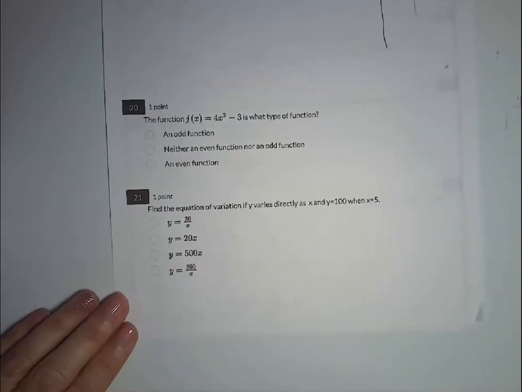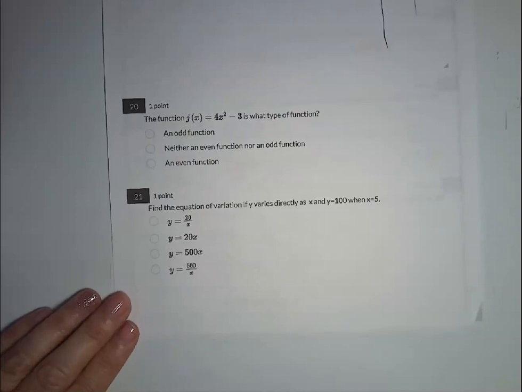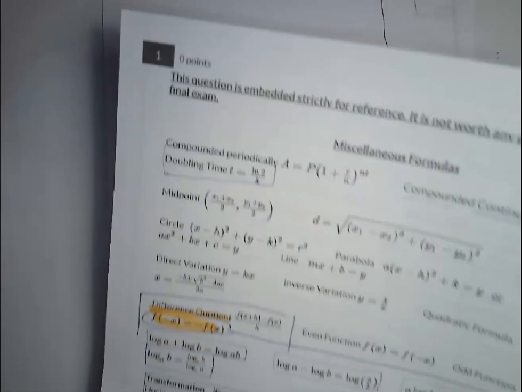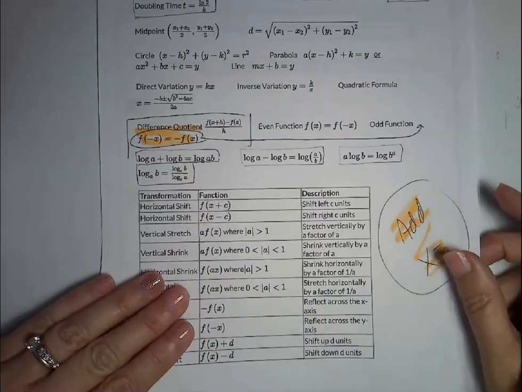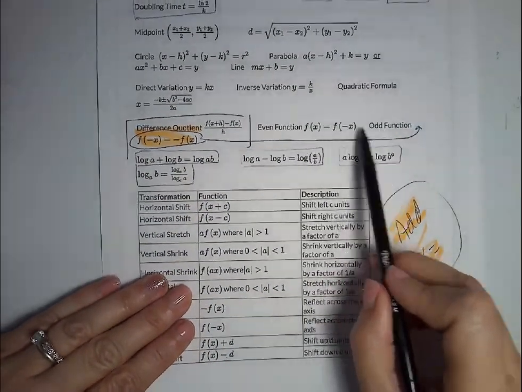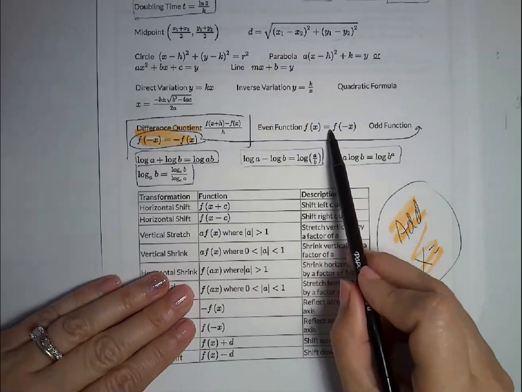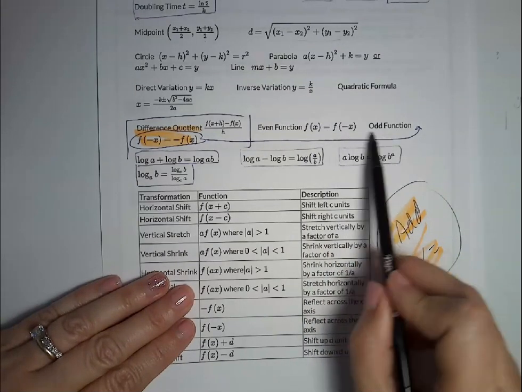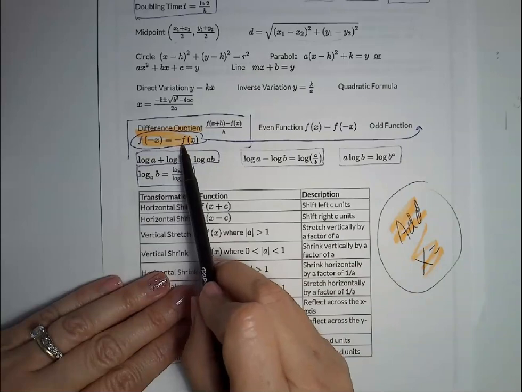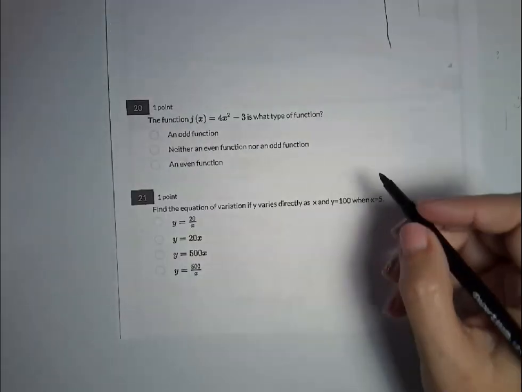So the next one, the function j of x is equal to 4x squared minus 3. What type of function is that? And I gave you that too. I must have been feeling really generous when I made this last week. It's because I don't usually do this, but an even function is f of x is equal to f of negative x, and an odd function is f of negative x is equal to negative f of x. Okay, so we have to check those.